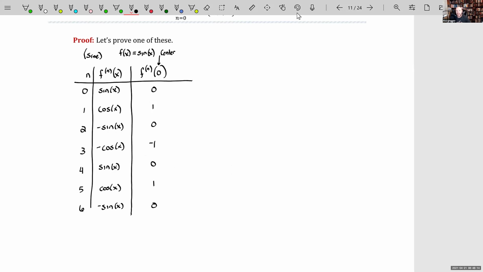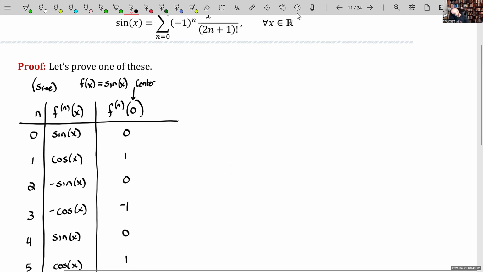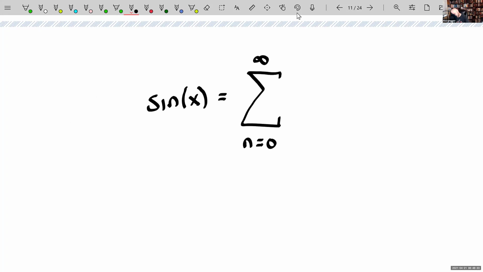Now, I highly recommend always writing down the Taylor polynomial or the Taylor series formula. So I'm going to write this here. I'm going to say sine of x. We know if it has a Taylor series, it's going to be the summation n equals zero to infinity of the nth derivative evaluated at the center, which we're doing zero, over n factorial times x minus zero to the nth.